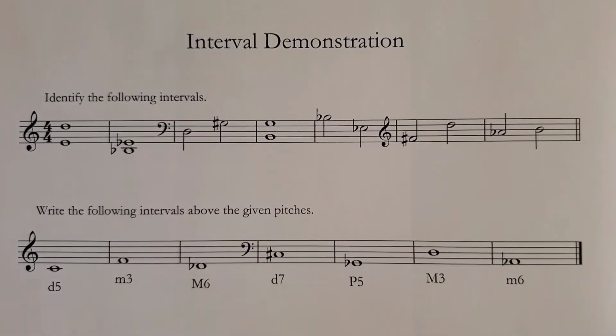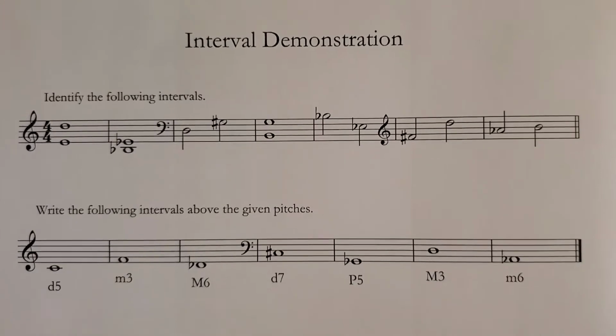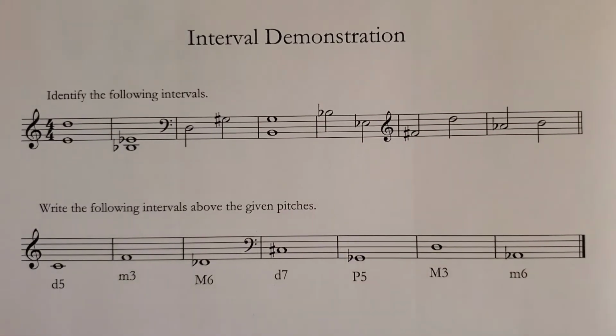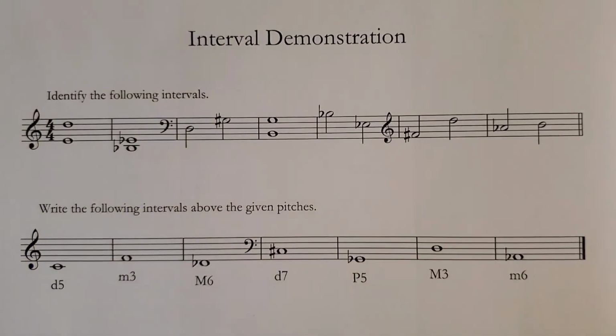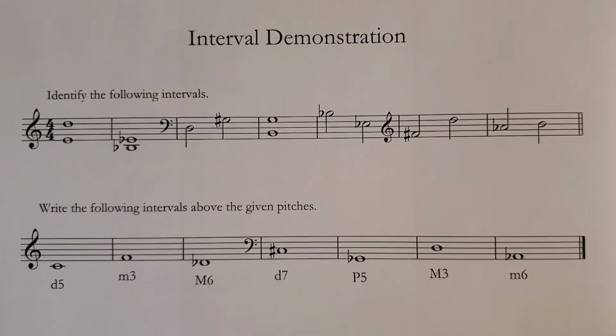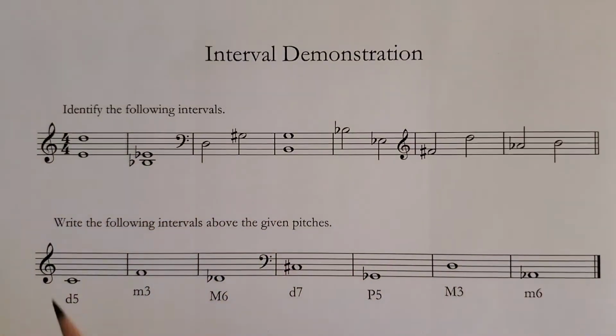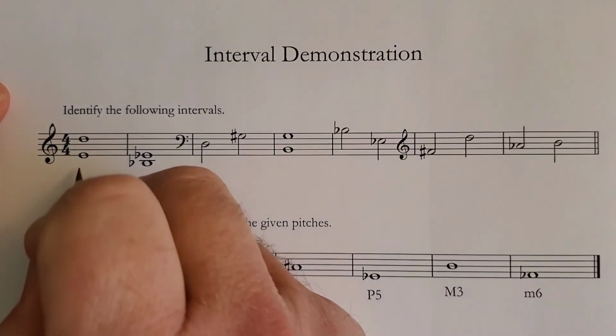All right, so the first thing when identifying intervals is to find the number. Here we have an E to a D. So remember, just count letter names from E to D. Don't forget to count E as 1 and also D in your count. So E, F, G, A, B, C, D. That is a seventh.